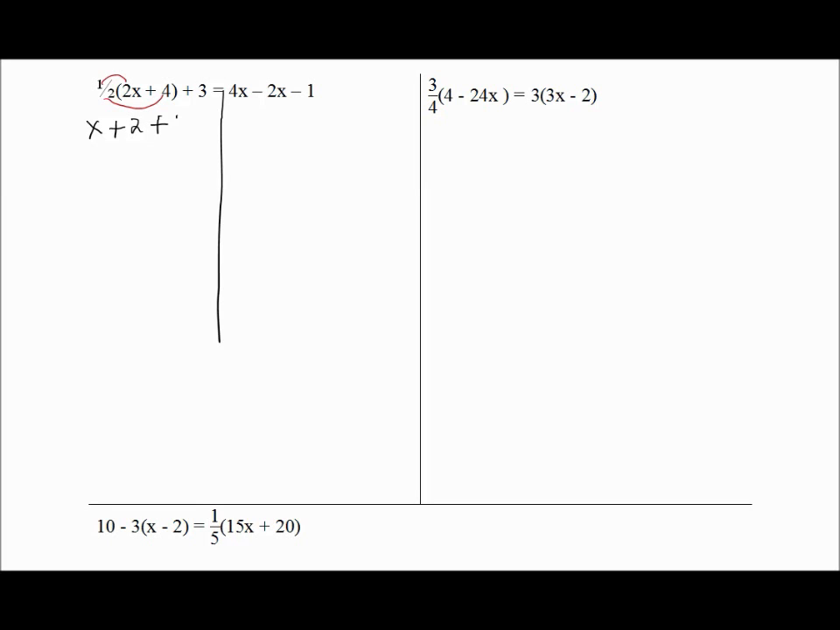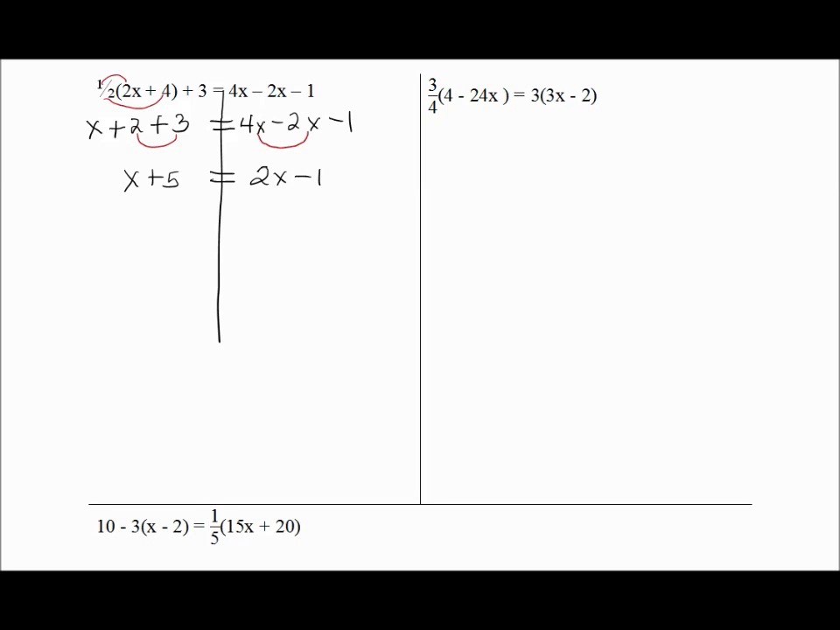Then I'll bring down my plus 3. I'll bring down my 4x. I'll just bring down everything on the right. Then I'll look and I'll see on the left I have like terms, and on the right I also have like terms. So now I'll go ahead and combine my like terms. Bring down x. 2 plus 3 is 5. Here I have 4x minus 2x. That will give me 2x.